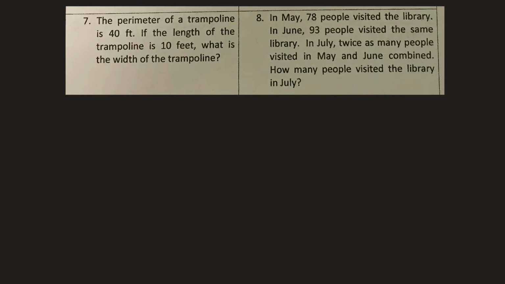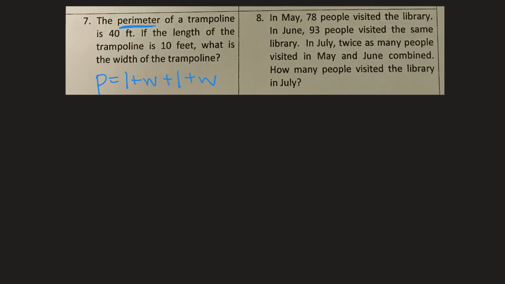Number 7. The perimeter of a trampoline is 40 feet. If the length of the trampoline is 10 feet, what is the width of the trampoline? So I know that we're going to use perimeter to either find the perimeter or find one of the sides. So let's read it again. Well, I know that perimeter equals the length plus the width plus the length plus the width.